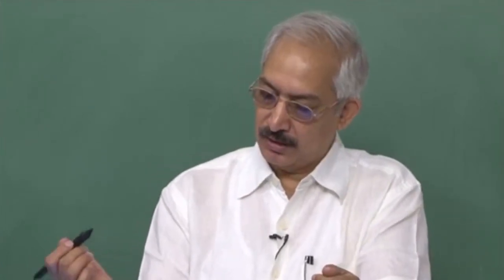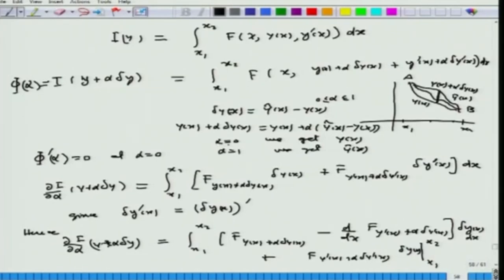We see that if y has to optimize, because y is obtained when alpha is taken 0, the necessary condition is that phi prime alpha must be 0 at alpha equal to 0. That is what we impose here. We differentiate this functional with respect to alpha partially, and we get the integral from x 1 to x 2 of f y evaluated at x, y plus alpha delta y, y prime plus alpha delta y prime, times delta y x, plus f y prime with the third argument y prime plus alpha delta y prime x differentiated with respect to alpha, which leaves delta y prime x, dx.